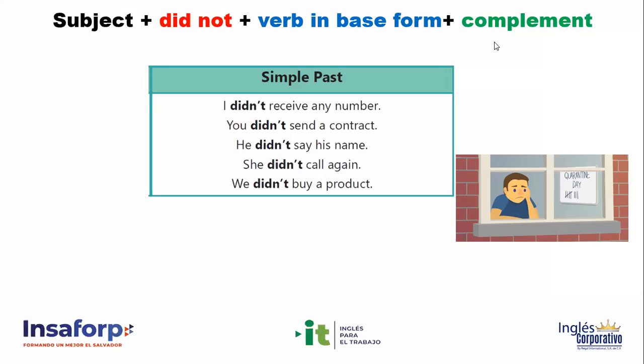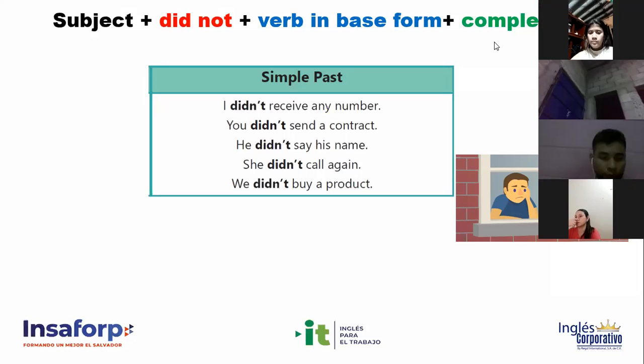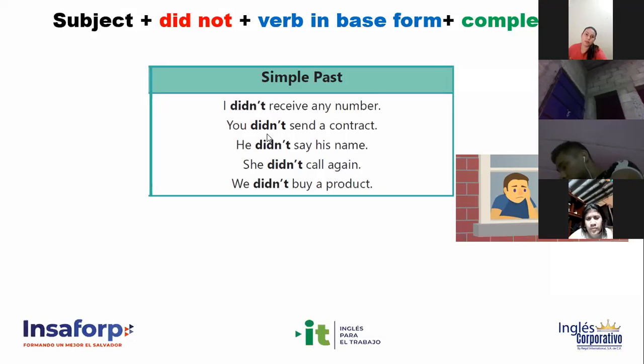Examples. Let's see. Fatima, can you please read the example? I didn't receive any number. You didn't send a contract. He didn't say his name. She didn't call again. We didn't buy a product. Exactly. So as you can see, we have the subject. We have didn't or did not. And the verb is in the base form. And we have the complement.